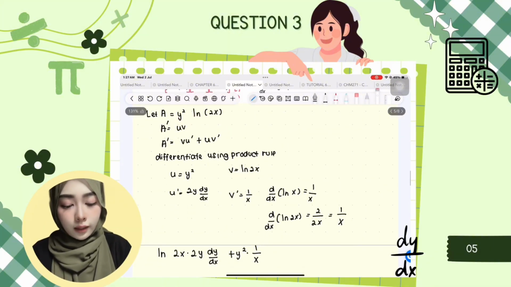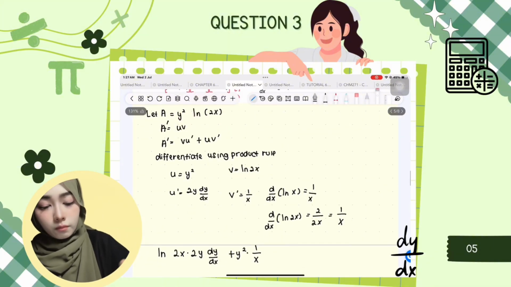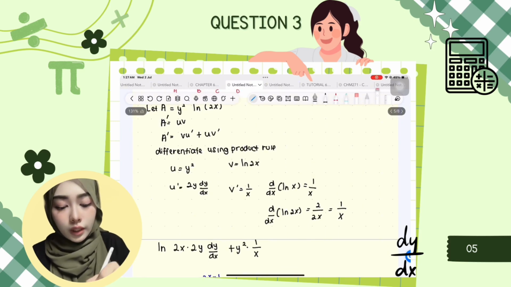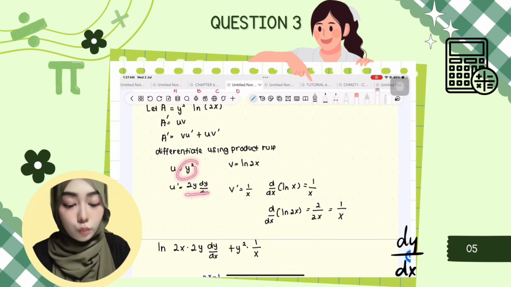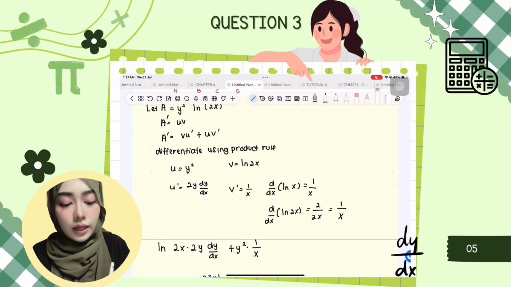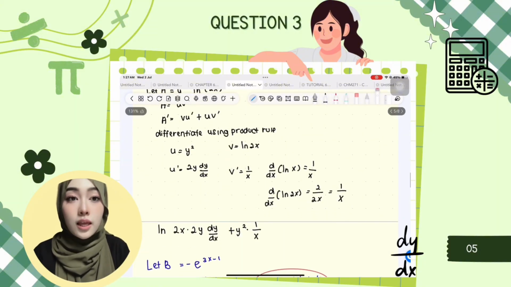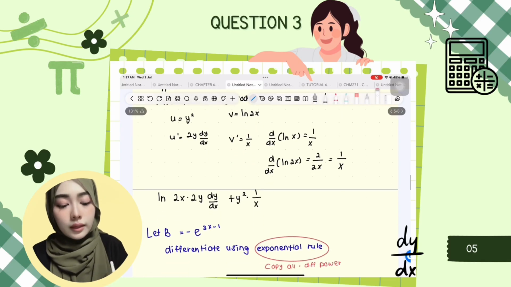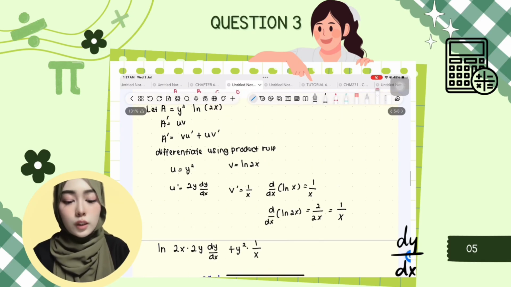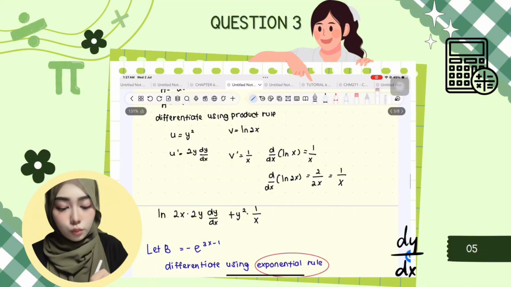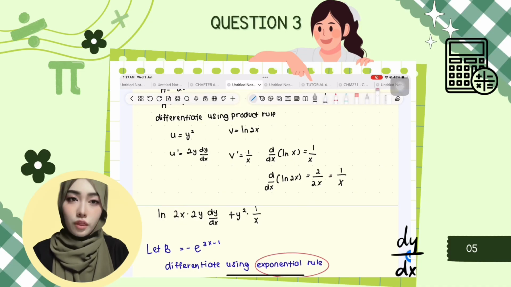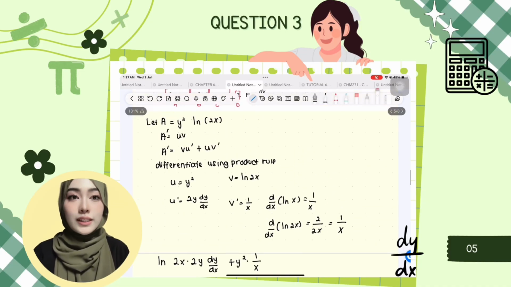So we just substitute into this formula, vu prime plus uv prime. Our u is y squared, so we differentiate y squared, we will get 2y dy over dx. Our v is ln 2x, and we differentiate ln 2x using the log rule, we will get 1 over x. So we substitute back into the formula vu prime plus uv prime. We will get ln 2x multiplied with 2y dy over dx plus y squared multiplied with 1 over x. So that is how we differentiate using the product rule for the first term.